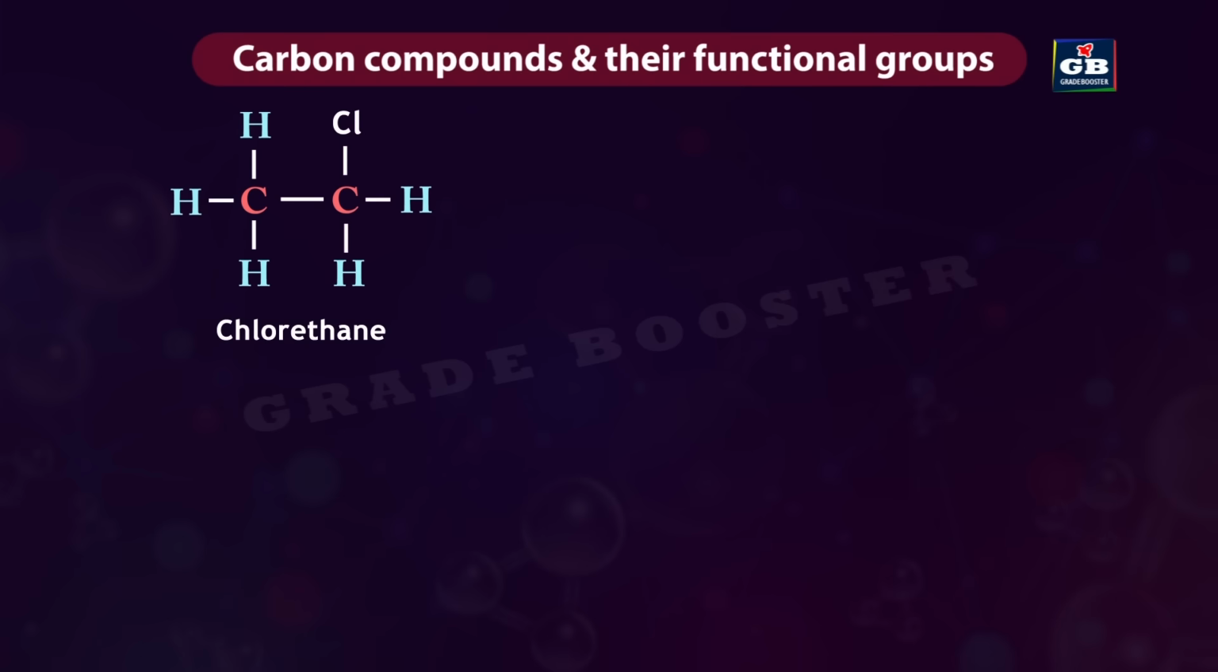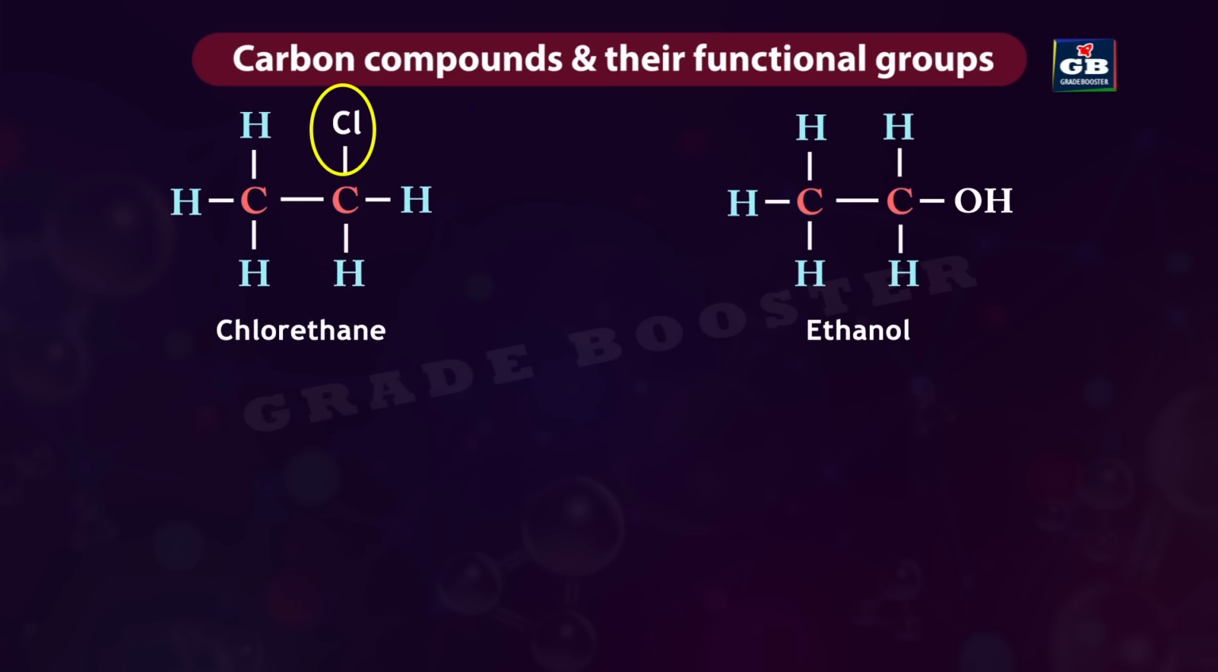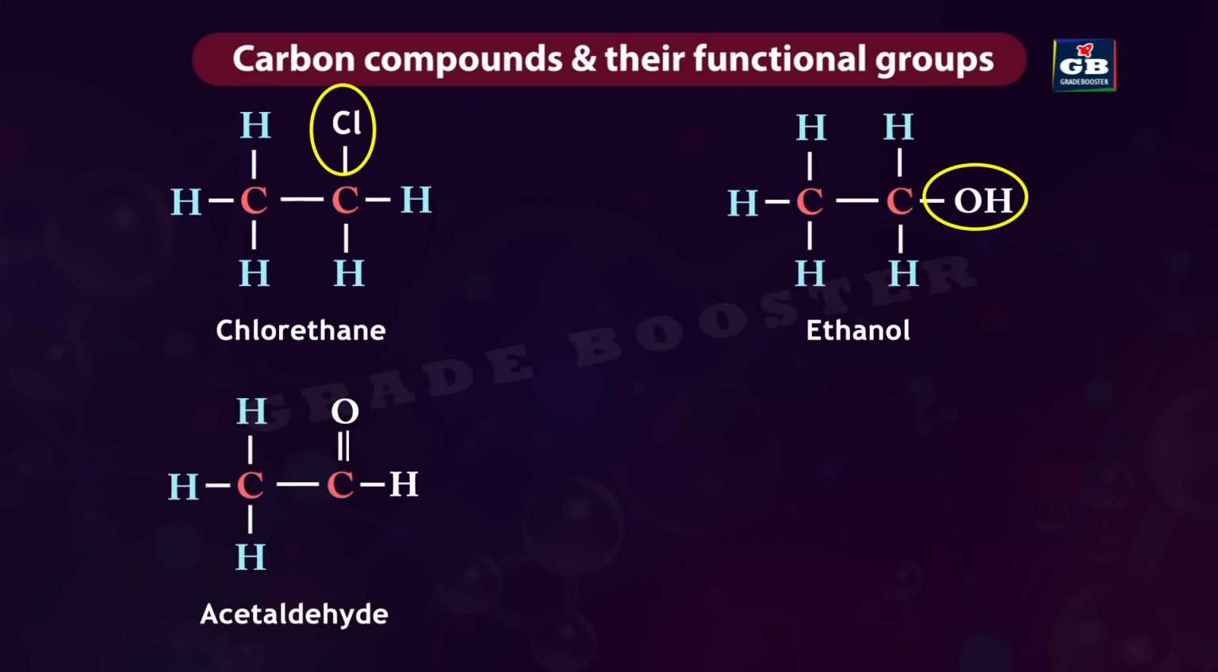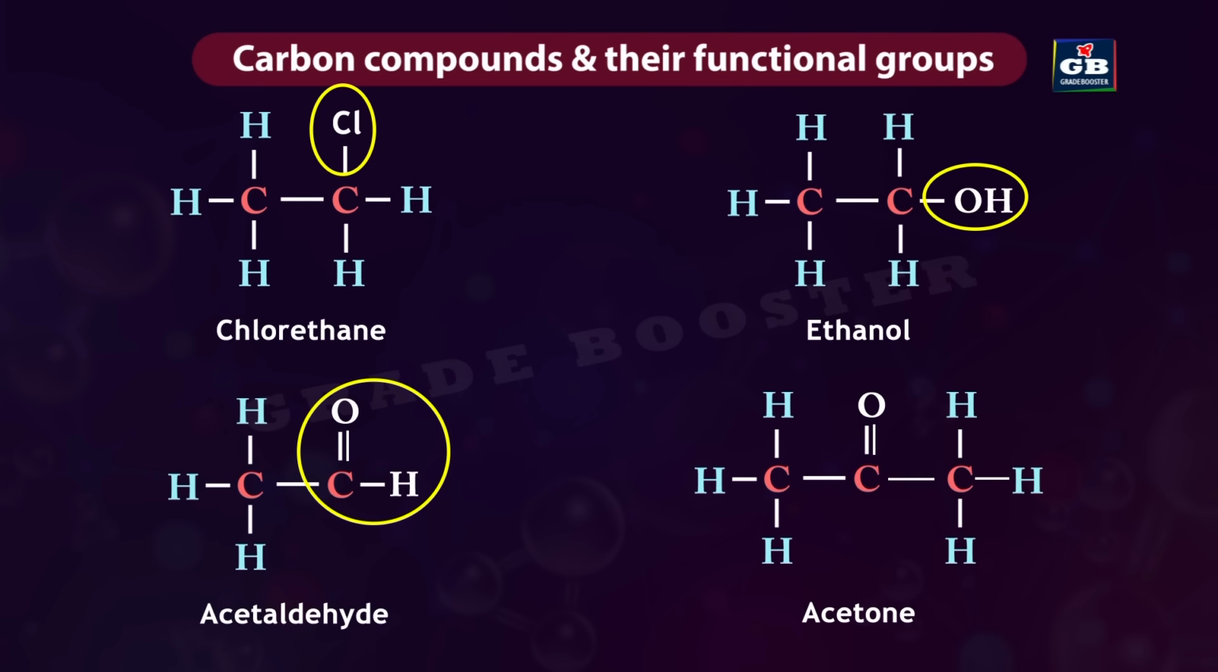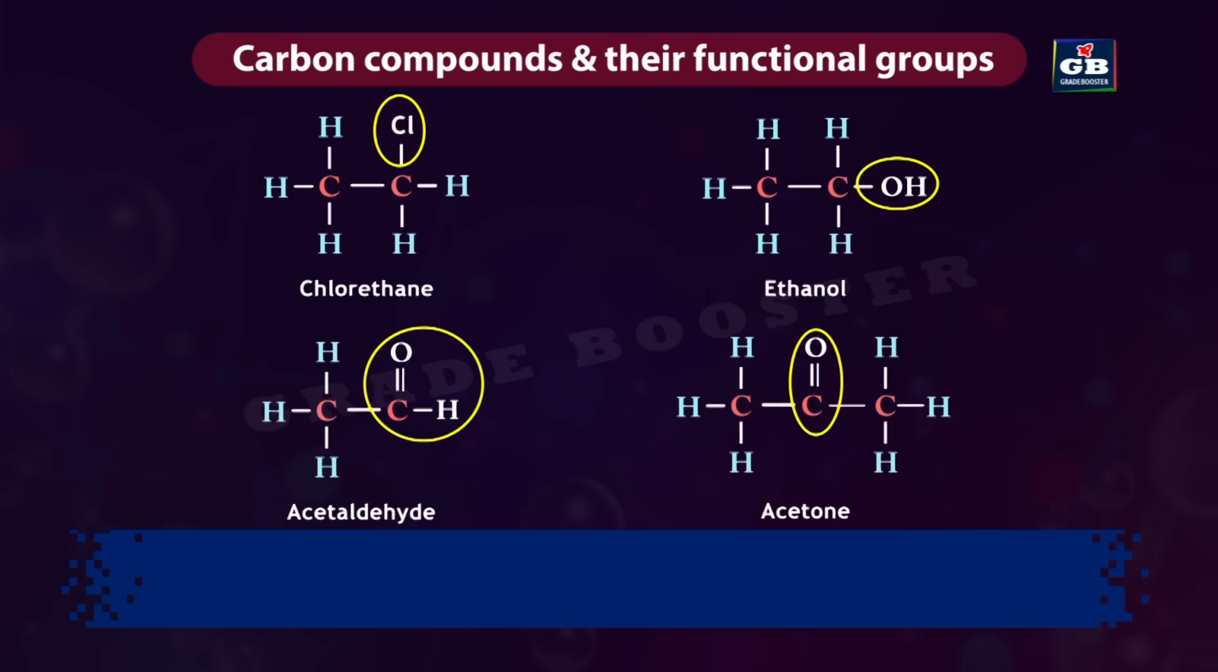This is chloroethane. Here chlorine is the functional group. This is ethanol. Since OH is the functional group, it is an alcohol. This is acetaldehyde. CHO is the functional group, so it is an aldehyde. This is acetone. CO is the functional group and it is a ketone.